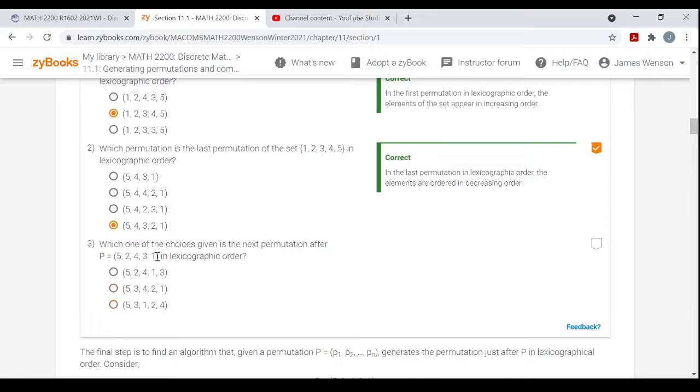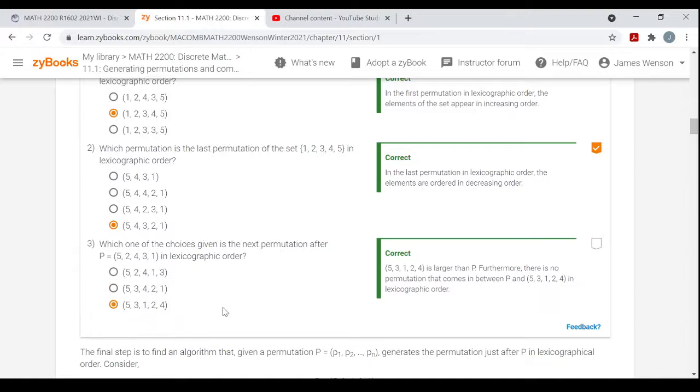Now 5, 2, 4, 3, 1 would be less than these two because the second position is 3 instead of 2. And then of these two, the smaller one is this one, 5, 3, 1, 2, 4. Right, so 5, 3, 1, 2, 4 would come next if you were putting these permutations, these 5 tuples, in order from least to greatest, right, in this lexicographic order.